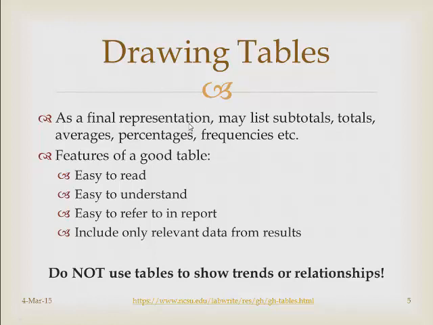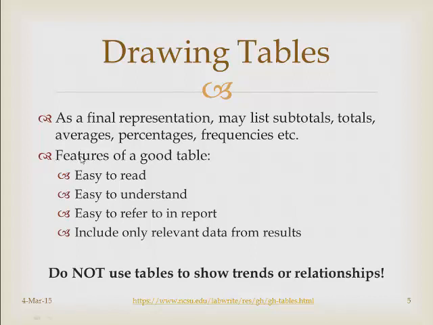However, in terms of a final representation, when you want to use it in order for you to do your analysis, that's your final representation, you may want to include lists of subtotals or totals, averages like your mean, or your percentages or your frequencies and all these. So you may have the raw data and then you add in this certain information in order for you to make better sense of it.